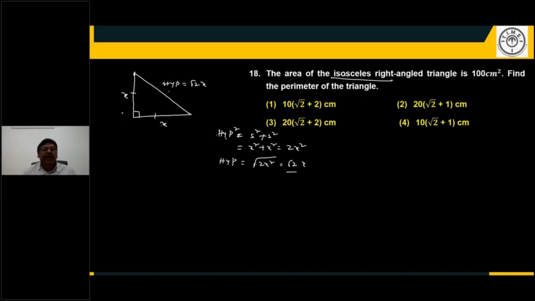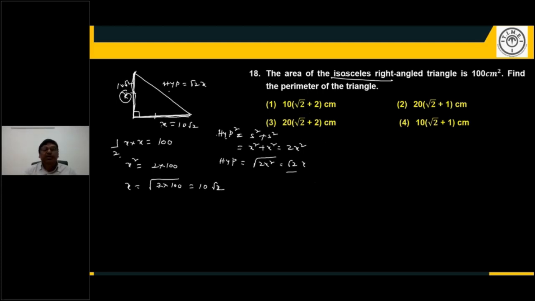But now, the area of a right angle isosceles triangle is half base into height. Base is x, height is also x. Area is half into x square, which equals 100. So x square is equal to 2 into 100. Students, x is equal to square root of 2 into 100. Root 100 is 10, so x is 10 root 2. This side is 10 root 2, and this is also 10 root 2.